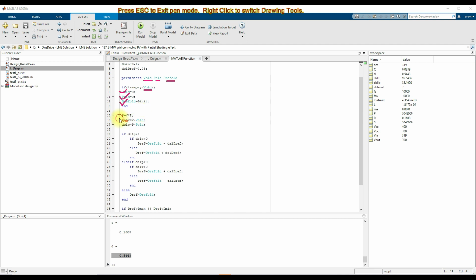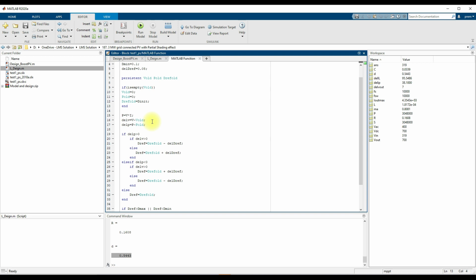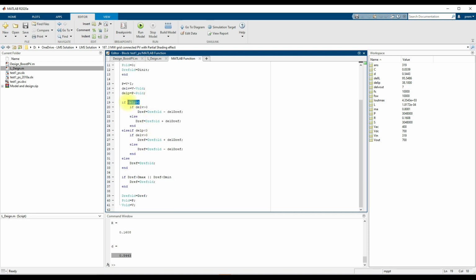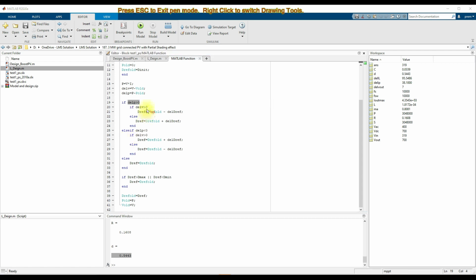Next, we are calculating the power of the PV, and then we are calculating delV and delP, by comparing the current instant voltage with the previous instant voltage, and the current instant power with the previous instant power. Here V and P are the current instant voltage and power. After that, you have to check delP. If delP is greater than 0, next you have to check delV. If delV is greater than 0, we need to decrement the duty cycle in order to extract the maximum power from the PV panel.